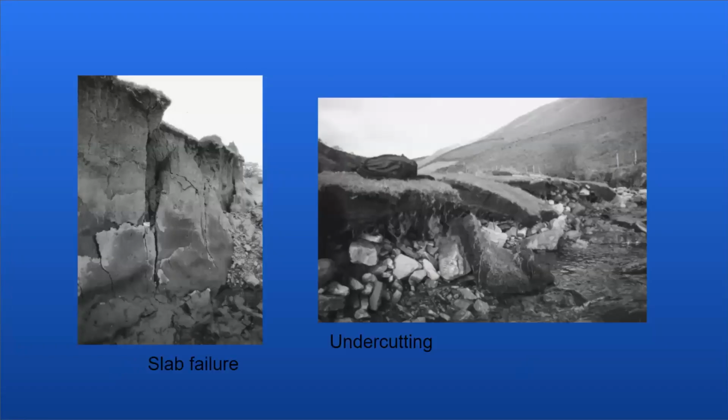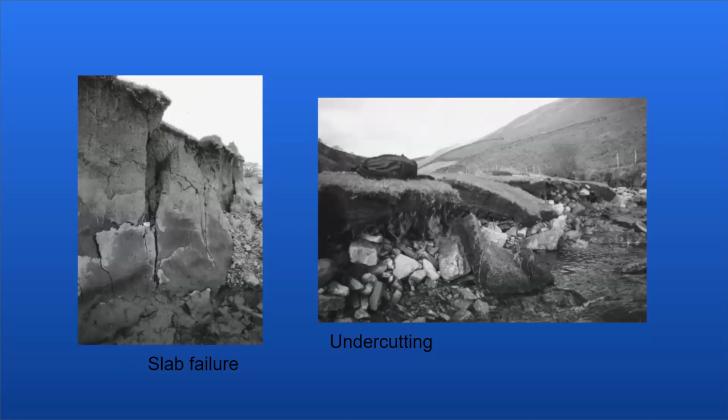So we know how sediment is transported down a stream, but let's also recap how sediment gets into a stream in the first place. So these are just two examples of some different types of erosional processes that we've previously talked about. The one on the left is a slab failure, where an entire chunk of the bank breaks off and falls into the stream, and then all of that sediment becomes available for transport.